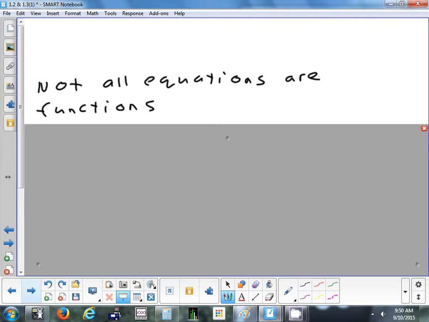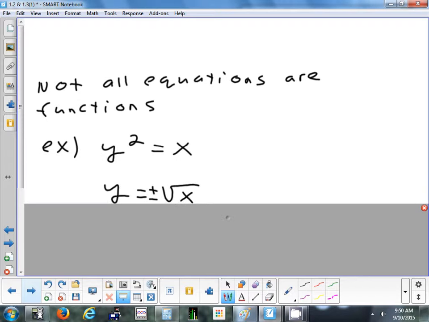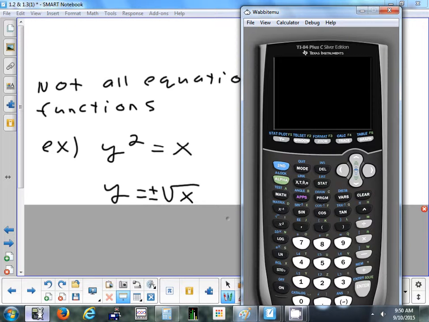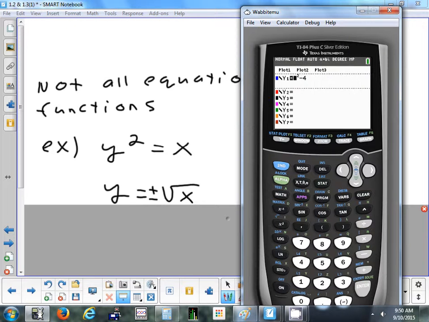And this will be the last thing. We'll stop here. Not all equations are functions. Okay, just watch me sketch this. You can write that down. Not all equations are functions, but just watch this. Y equals plus or minus the square root of x. And I'm going to graph this at the same time, if I can figure it out.